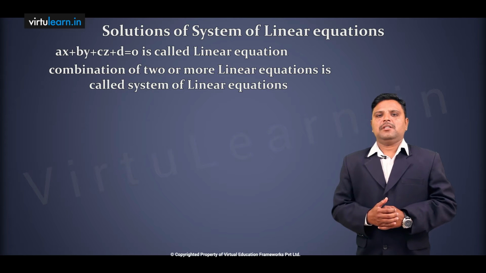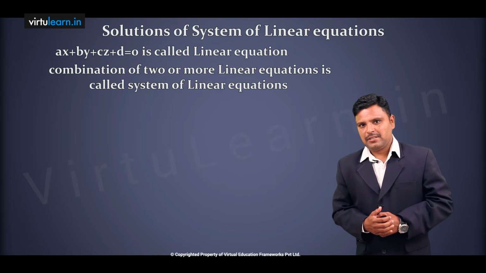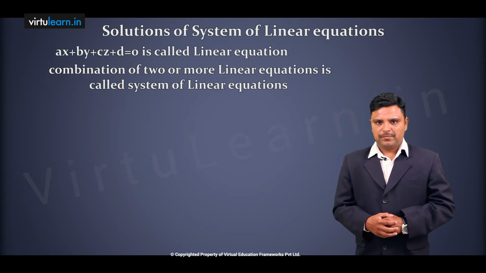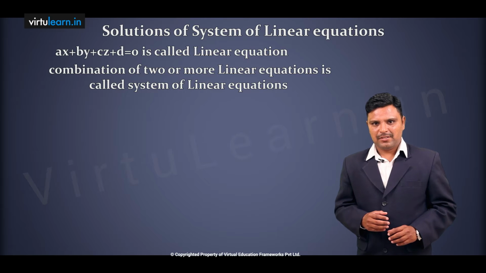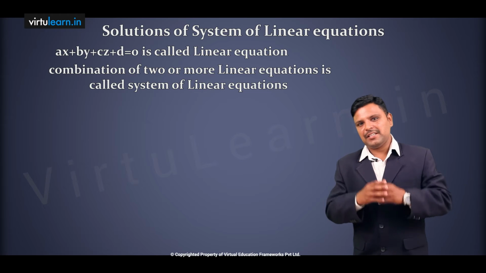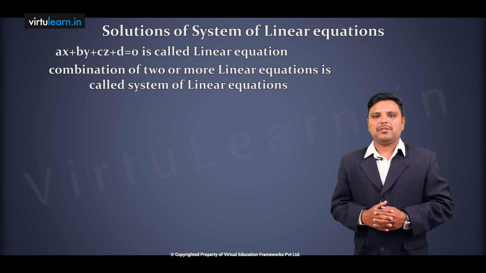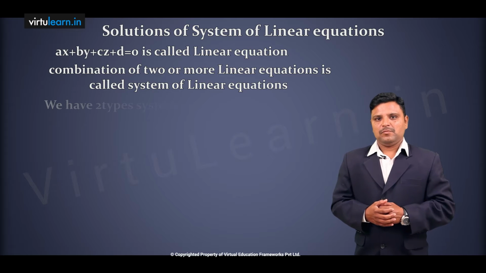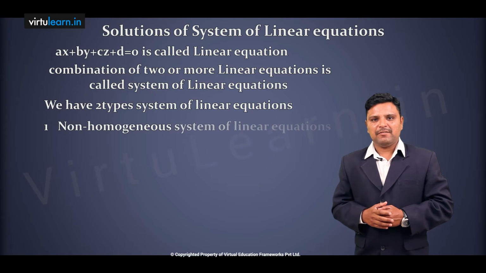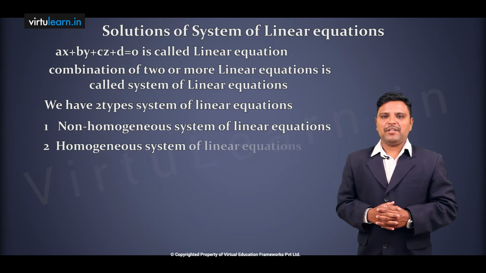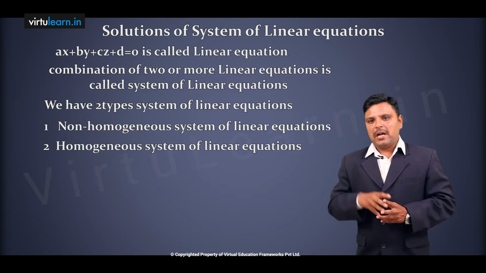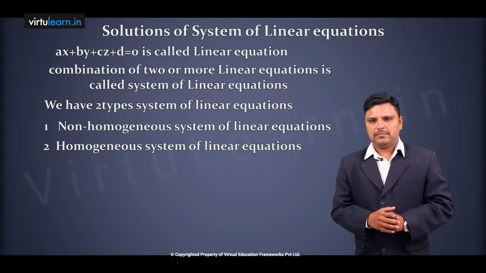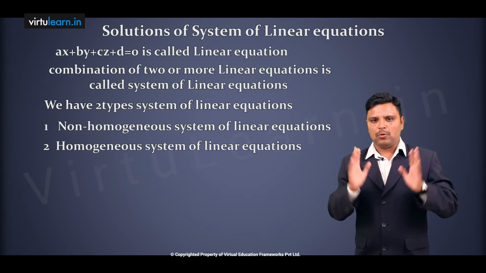Next concept. A combination of two or more linear equations, a set of two or more linear equations, is called a system of linear equations. For this system only, we are calculating the solutions. Again, systems of linear equations are of two types. One is the non-homogeneous system of linear equations, and the other is the homogeneous system of linear equations. Now, I will explain these two concepts directly with examples. The definition you can write on your own.